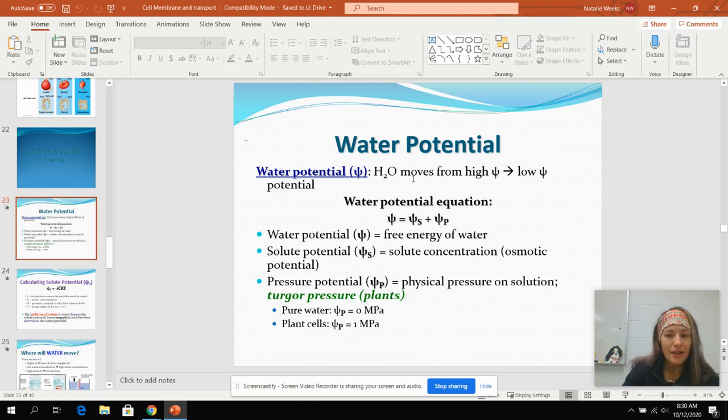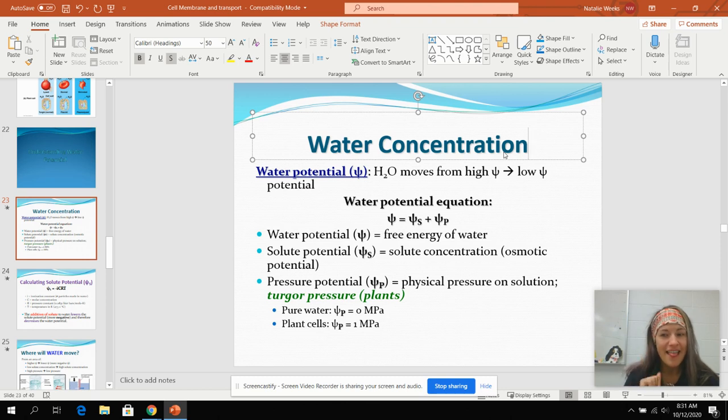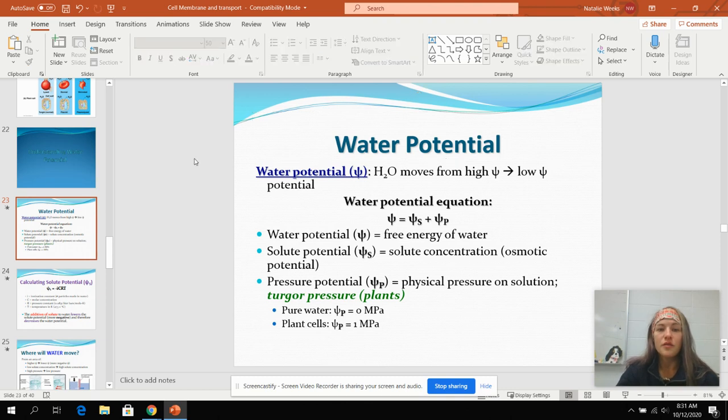This is where wording, like I said before, gets a little confusing, and we just need to be careful. Water moves from high potential to low potential. If you just replace this word potential with concentration, then we're good, okay? But it's potential because scientists just want to confuse every single one of you. If you ever get confused with these problems, just think water concentration, okay?